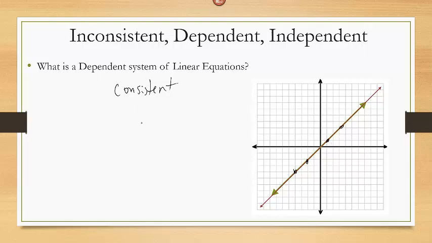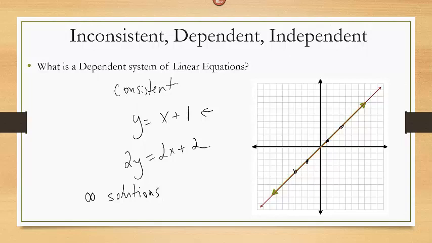So let's say that would be y equals x plus 1 and 2y equals 2x plus 2. This is a very simple example, but these two lines are the same. This is just the factor of 2 of this equation. So, in other words, there are infinite solutions to a dependent system of linear equations.